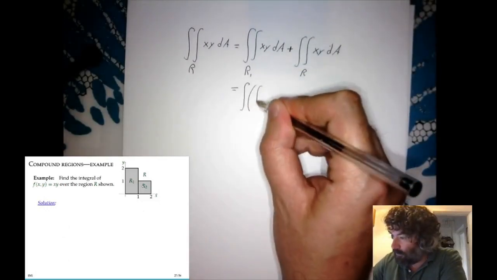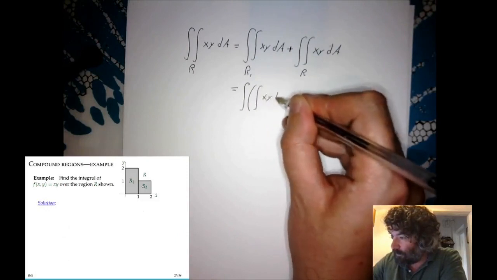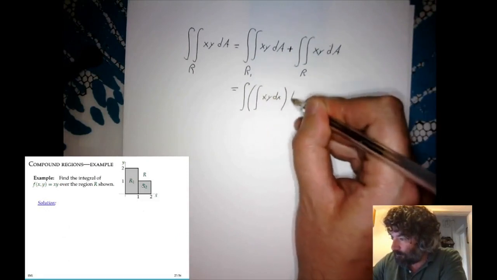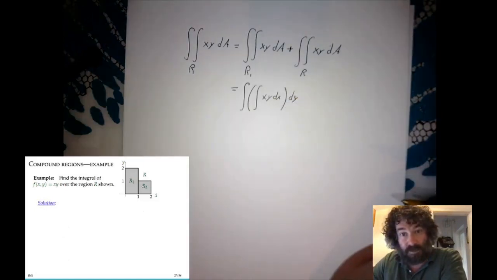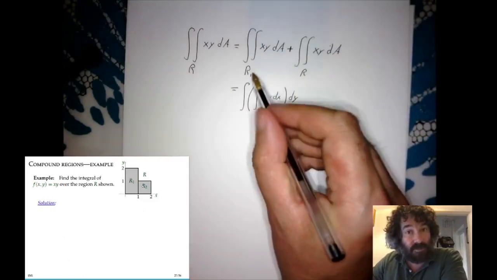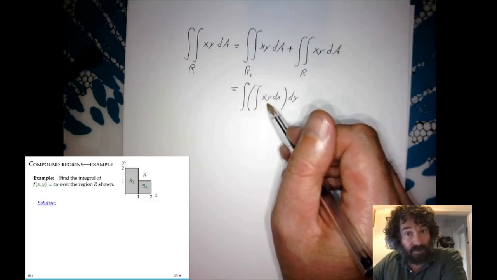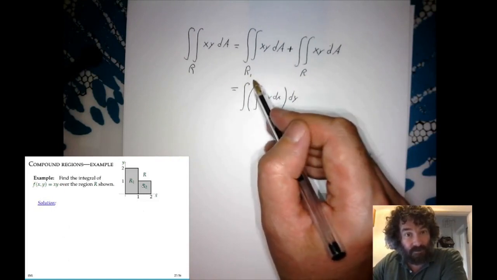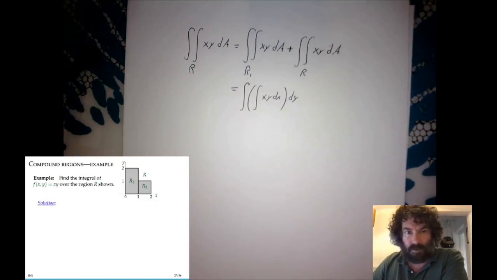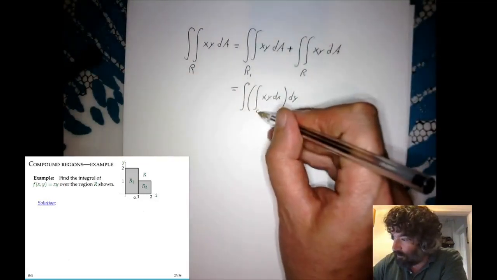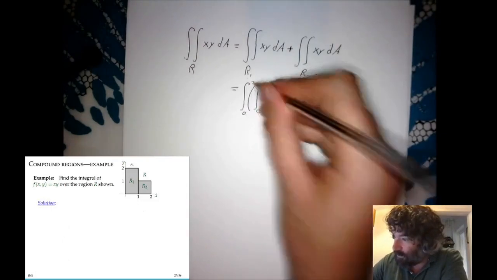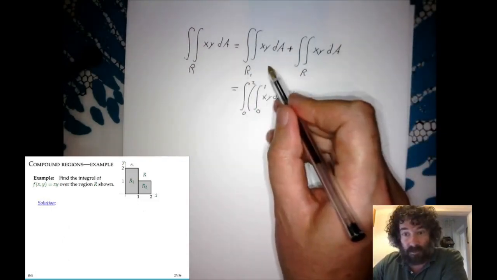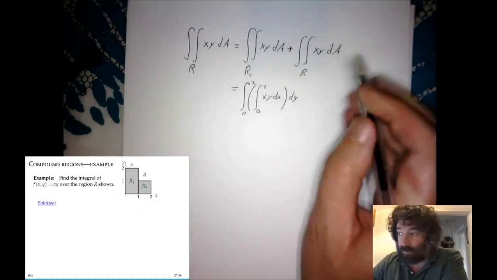So the first one over R1. Let's do the integrals with respect to x first, and be alphabetical. So the inner integral is with respect to x, outer integral is with respect to y. And so we need to know what are the limits for this double integral when we convert it to an iterated integral. And this one is over R1. So X goes from 0 to 1. So the limits for x are 0 and 1. And for R1, y goes from 0 to 2. And so the limits for y are 0 and 2. So this first double integral over R1 becomes this iterated integral.